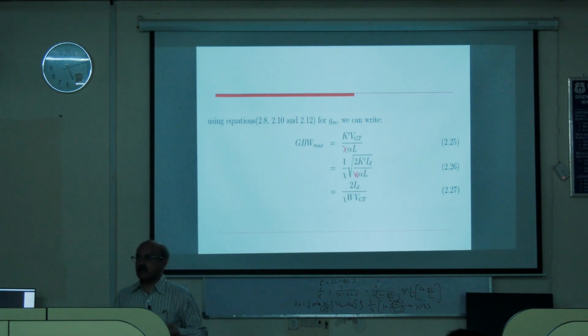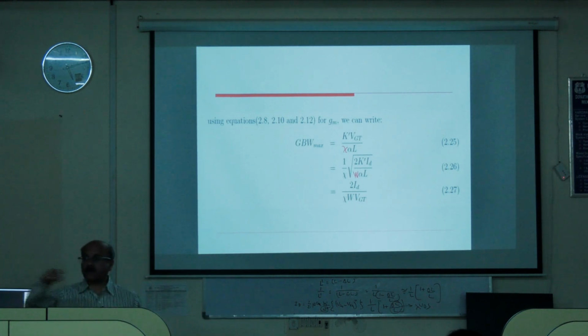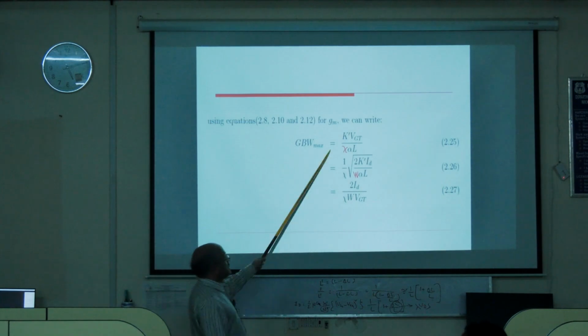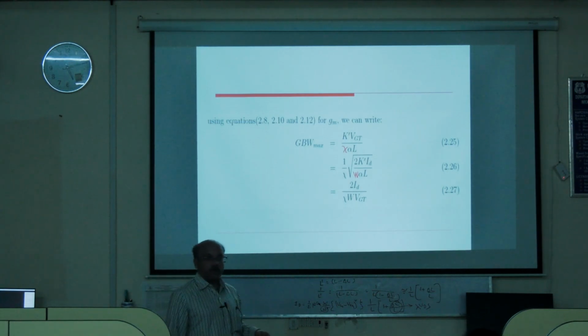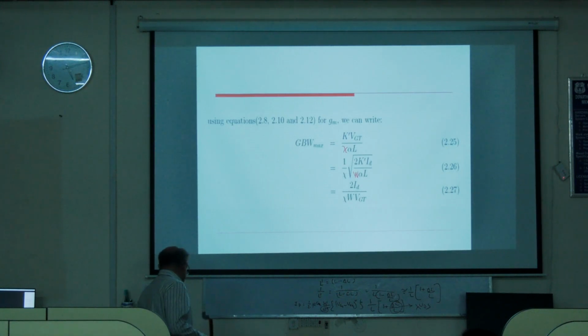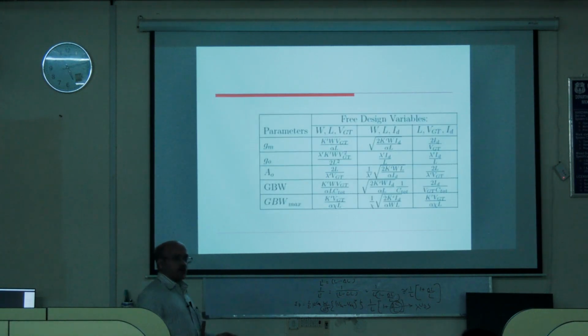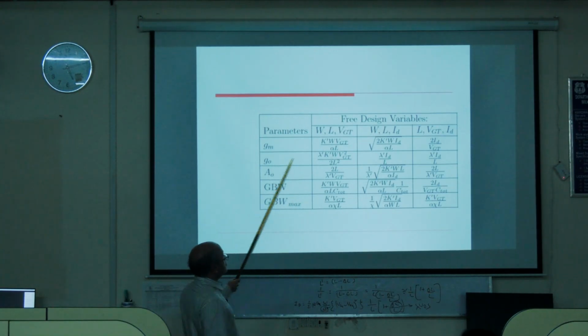Now GBW maximum you can also calculate as K dash VGT by, this is for all the three styles you can calculate. Please make a note of this slide. You have to change the equation numbers, all these things you have to remove. So this is the GBW for all the three different styles. Here you can tabulate all this, for all the three styles, right.